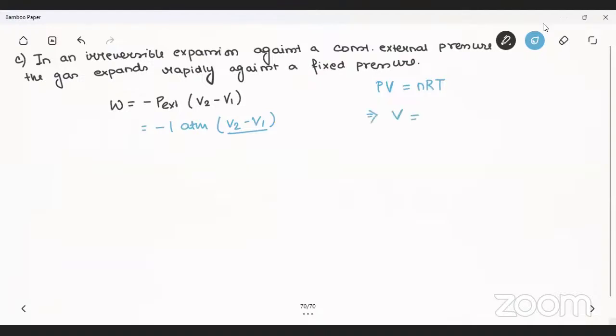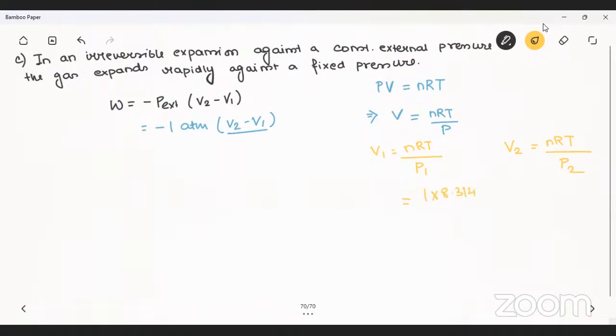So what is the volume? Volume is nRT by P. Now we have to calculate V1 and V2. We don't know these, so how will we calculate? V1 will be nRT by P1, and V2 will be nRT by P2. What is n? 1. R, I just told you, is 8.314.